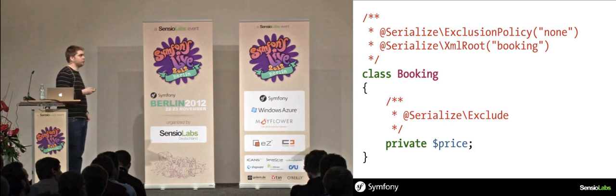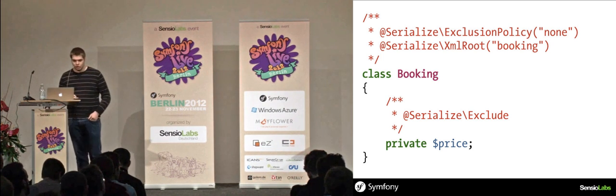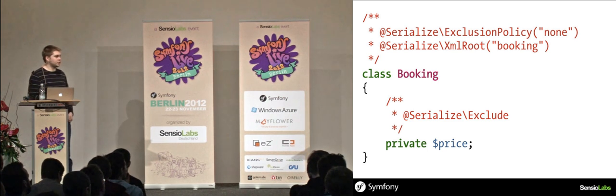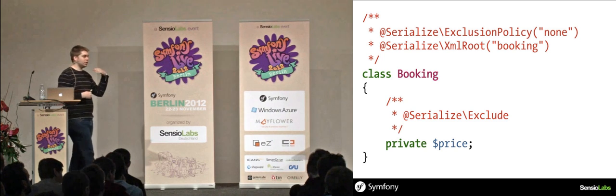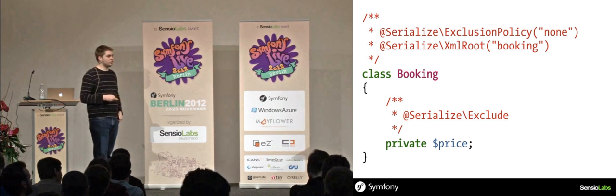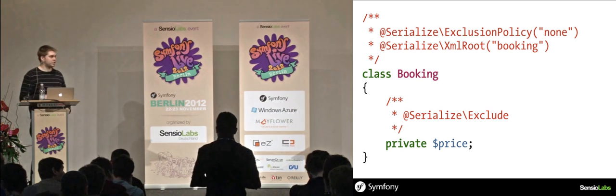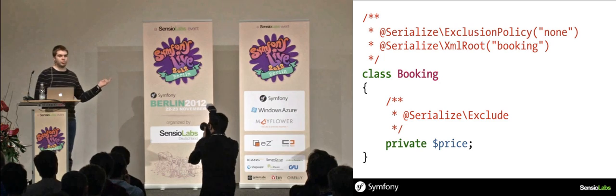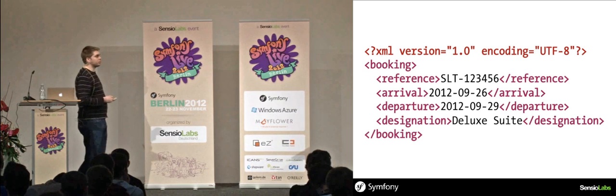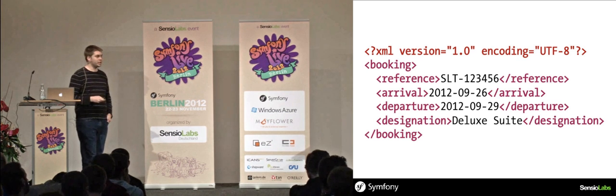Or you can do the contrary. You can exclude nothing, so you don't want to exclude your properties, but you will then exclude just some of the properties. So by default, it exposes everything, but you can say explicitly, I don't want to expose this property. Okay, so using the exclude annotation allows you to just exclude one of the properties of your objects. So what was it? It was price. So as you can see, the price doesn't appear in my XML outputs.